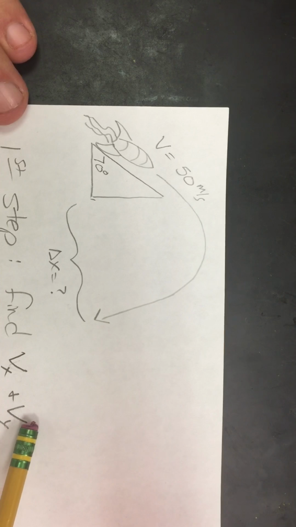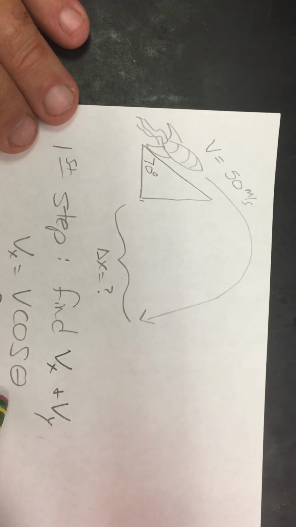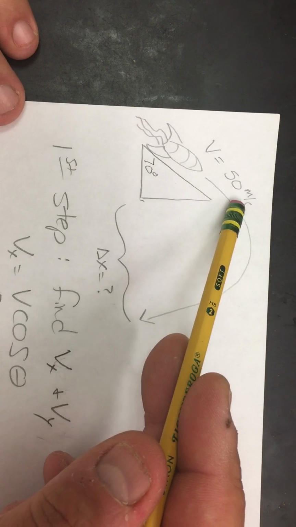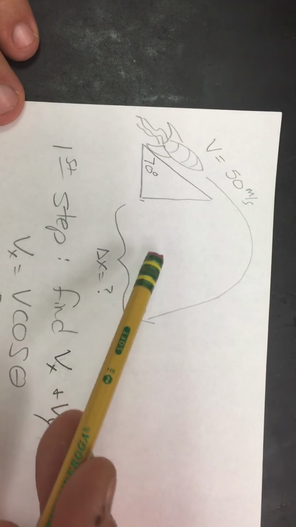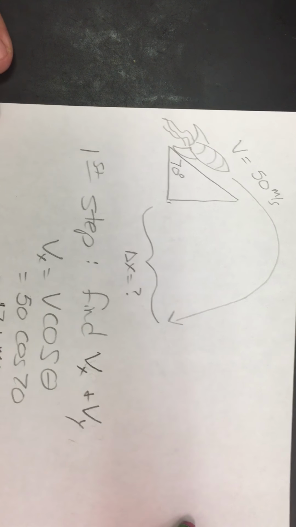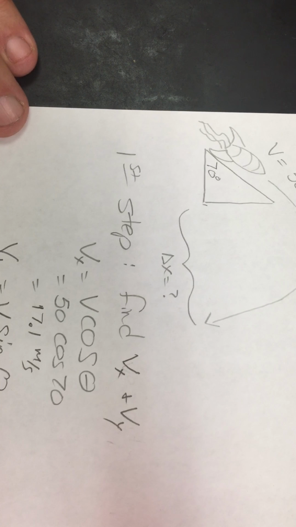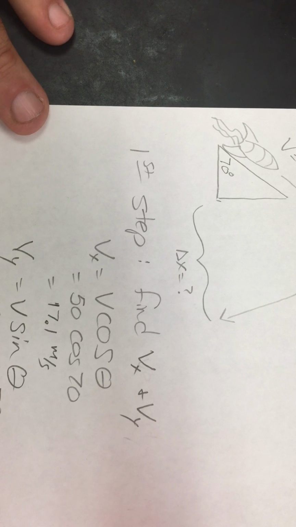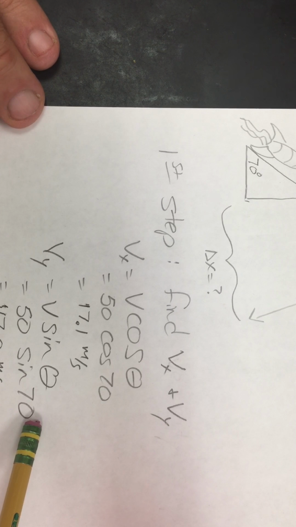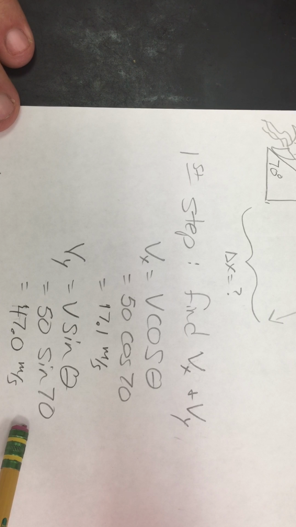The first step is to find the components, Vx and Vy. Vx is V cosine of theta. When we put in the numbers, the V is the 50, the theta is the 70 degrees. Type that in and you get 17.1 meters per second. To find the y component, we multiply the launch velocity times the sine of theta. So that's going to be 50 times the sine of 70, which equals 47 meters per second.